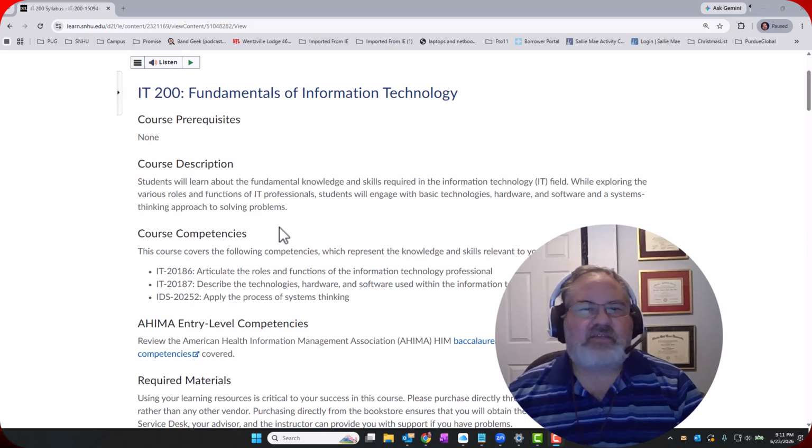Course competencies. This course covers the following competencies, which represent the knowledge and skills relevant to your field. IT 20186: Articulate the roles and functions of the information technology professional. IT 20187: Describe the technologies, hardware, and software used within the information technology field. And IDS 20252: Apply the process of systems thinking.